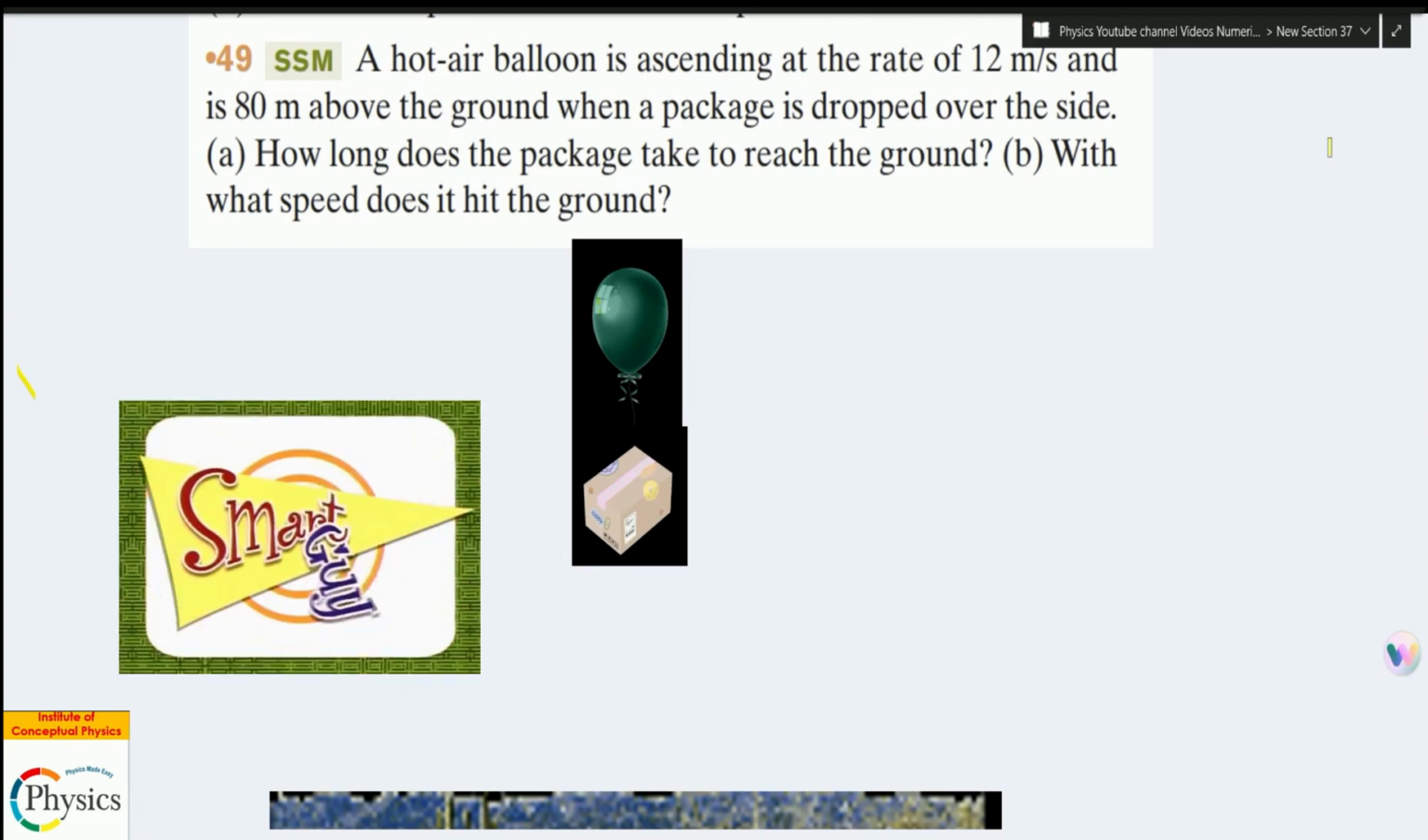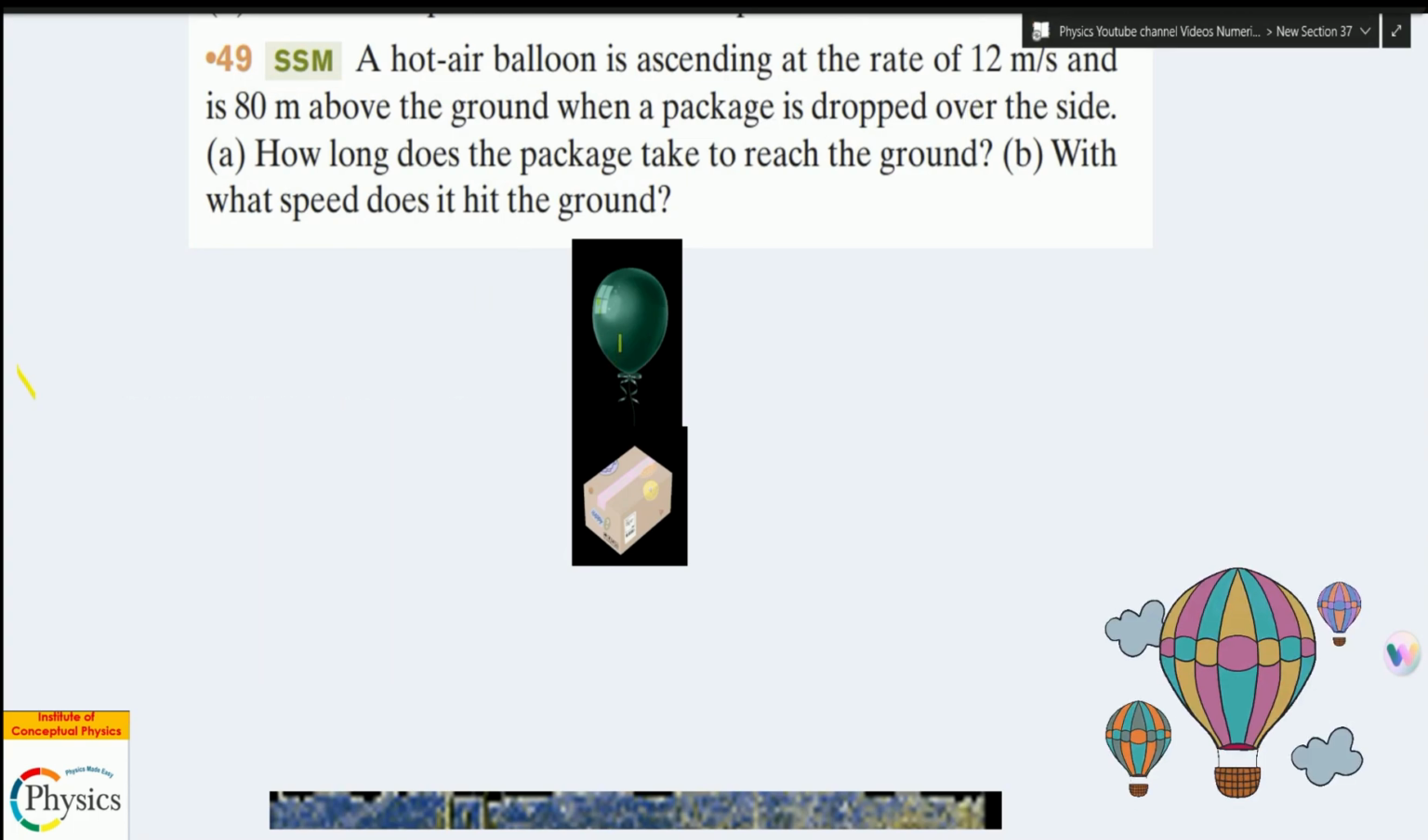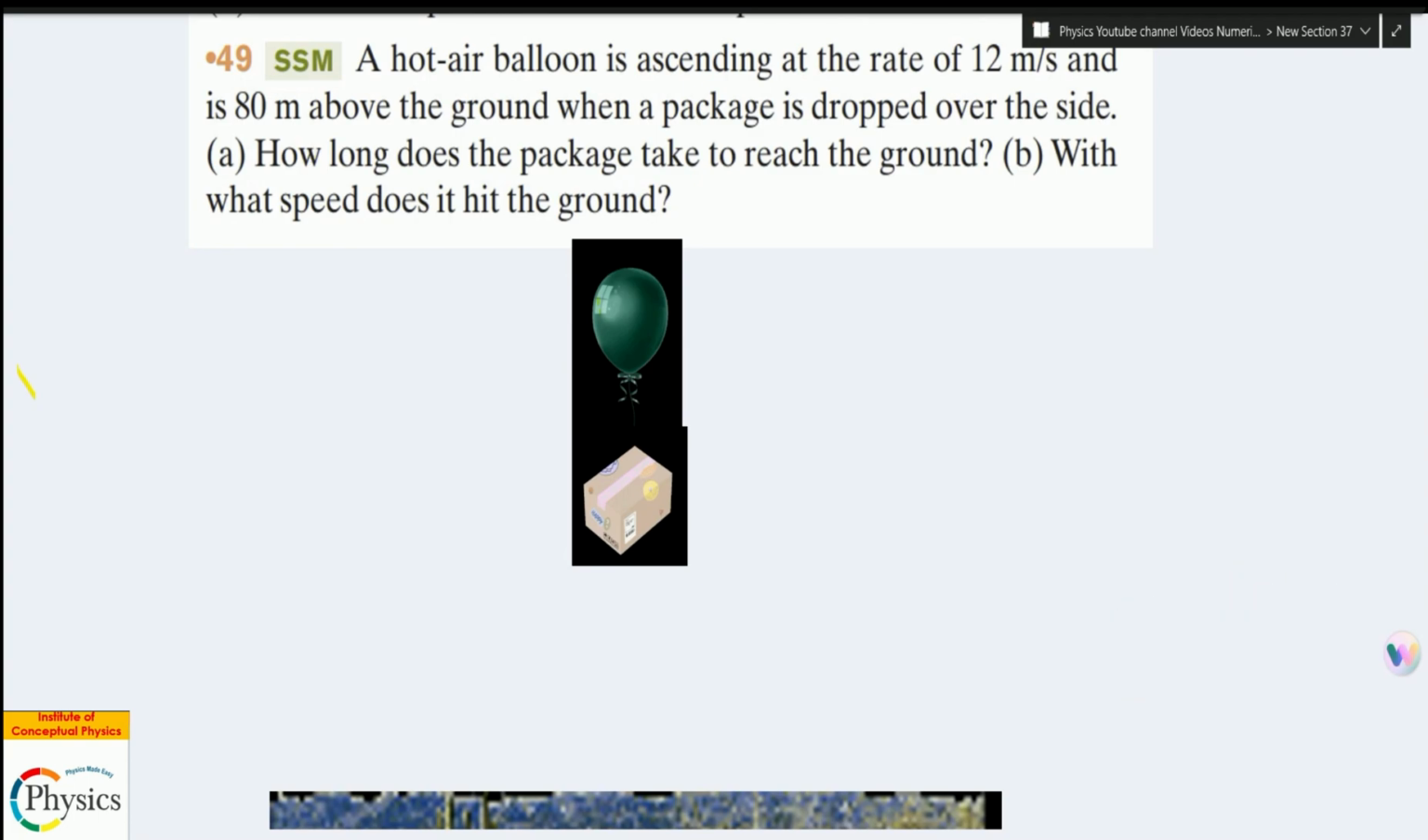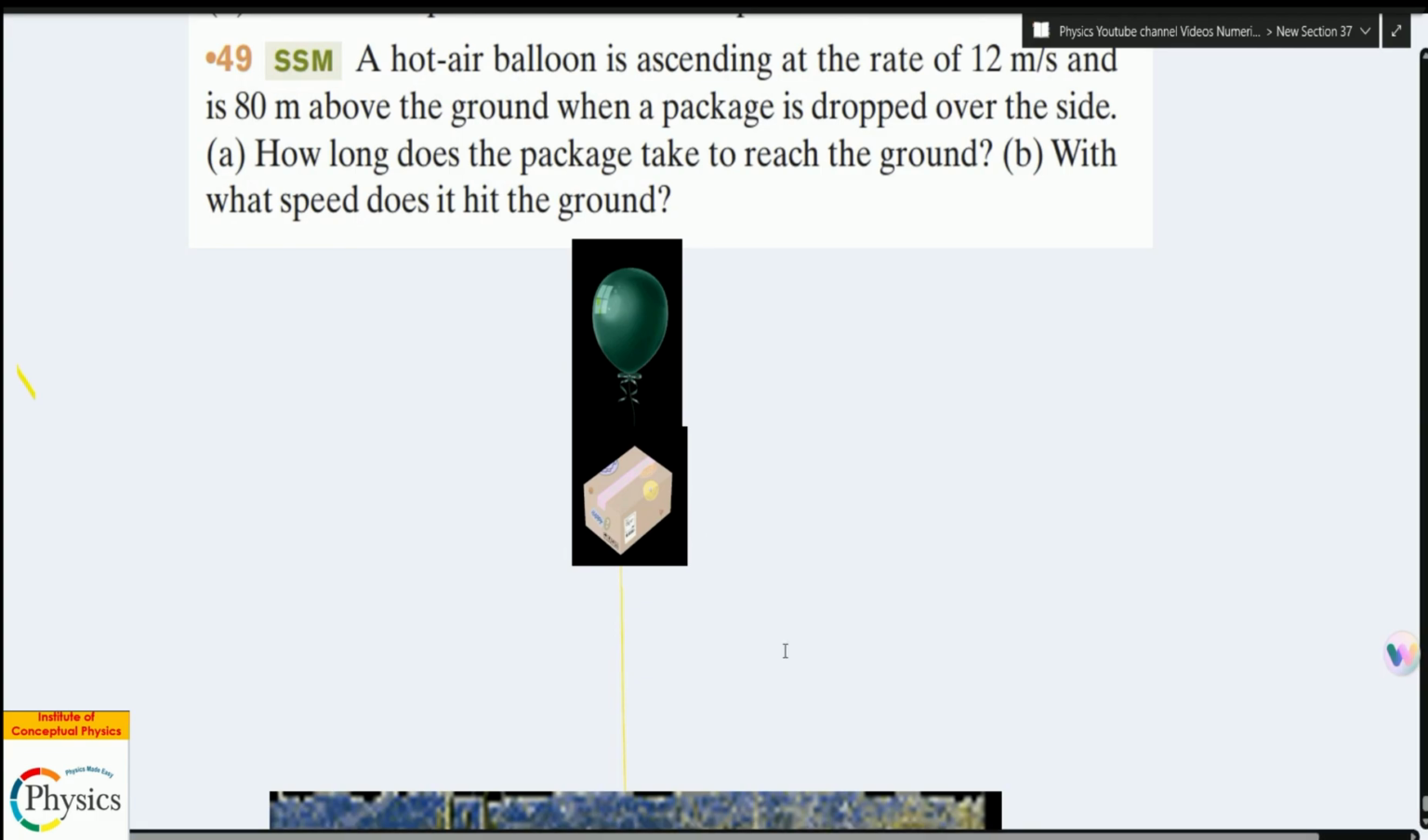Let's read the question first. As you can see, there is a hot air balloon which is ascending up. You can see the diagram. And then there is a package which is dropped 80 meters above the ground. Let's see the situation and understand what's happening there. This is the package, and when the package is dropped, this is at 80 meters, by the way. And 80 meters is this distance.